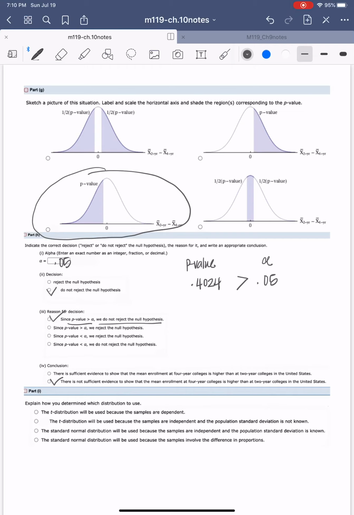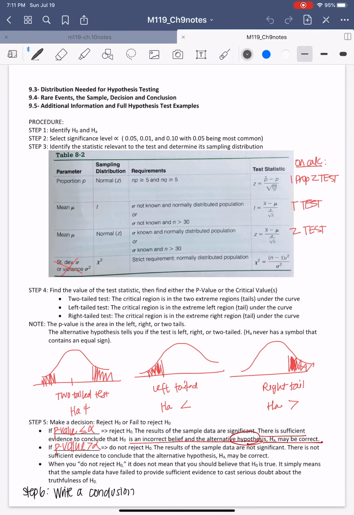Part I, explain how you determine which distribution is used. This was discussed earlier. Well, it was a t-distribution. We know it wasn't standard normal, so we eliminate the two options. The t-distribution because population standard deviation was unknown. Okay? Population standard deviation is known, then you use normal z distribution. Just like we did it in chapter 9.